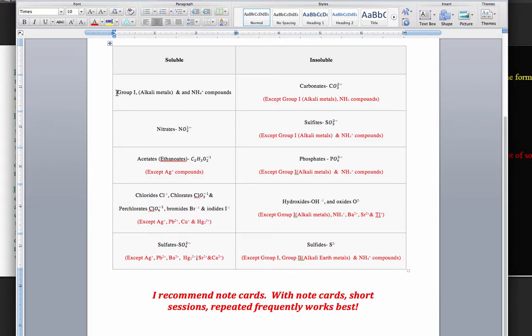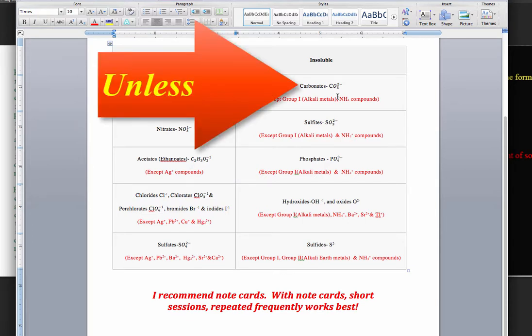Okay. And for instance, on this one, you would have 1A and NH4 on one side, and then on the other side, it should say soluble, and then the exceptions, okay, which are the carbonates, so forth all the way down.